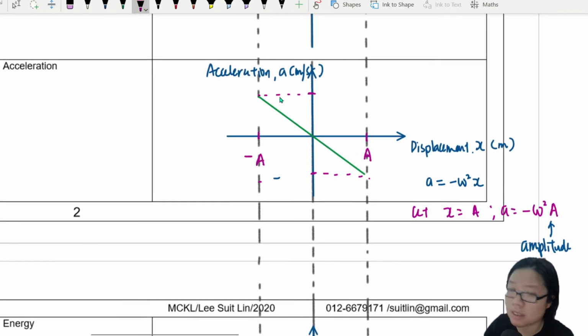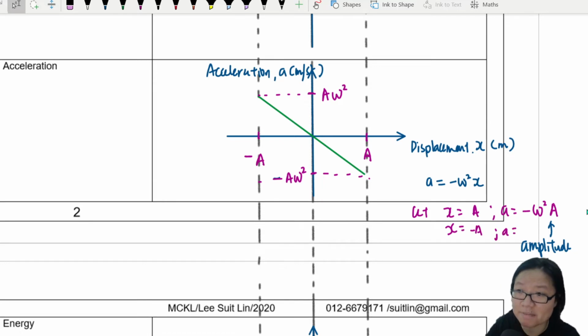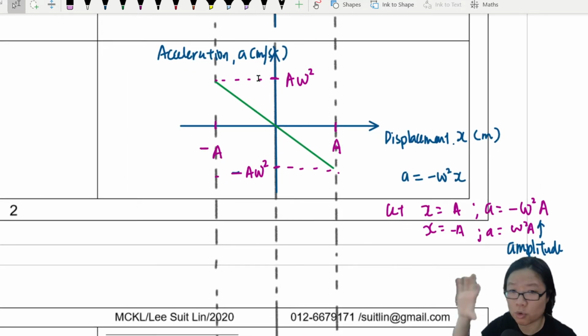And if you repeat the process again, up here will be A omega square. Okay, because when you let x be negative A, you put negative A into this equation, then your a will be negative becomes positive, omega square A. All right, pretty cool stuff. So make sure you know this. Okay, you know the peak values.